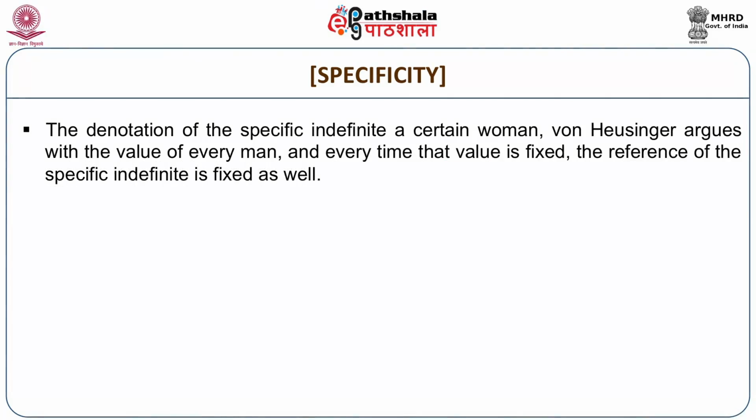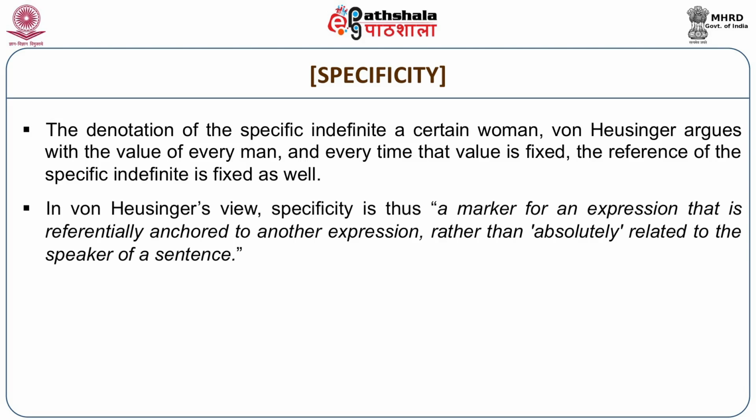The denotation of the noun phrase a certain woman, von Heusinger argues, varies with the value of every man. And every time the value is fixed for a man, the referent of the specific indefinite is fixed as well. In von Heusinger's view, specificity is thus, quote, a marker for an expression that is referentially anchored to another expression, rather than absolutely related to the speaker of the sentence.